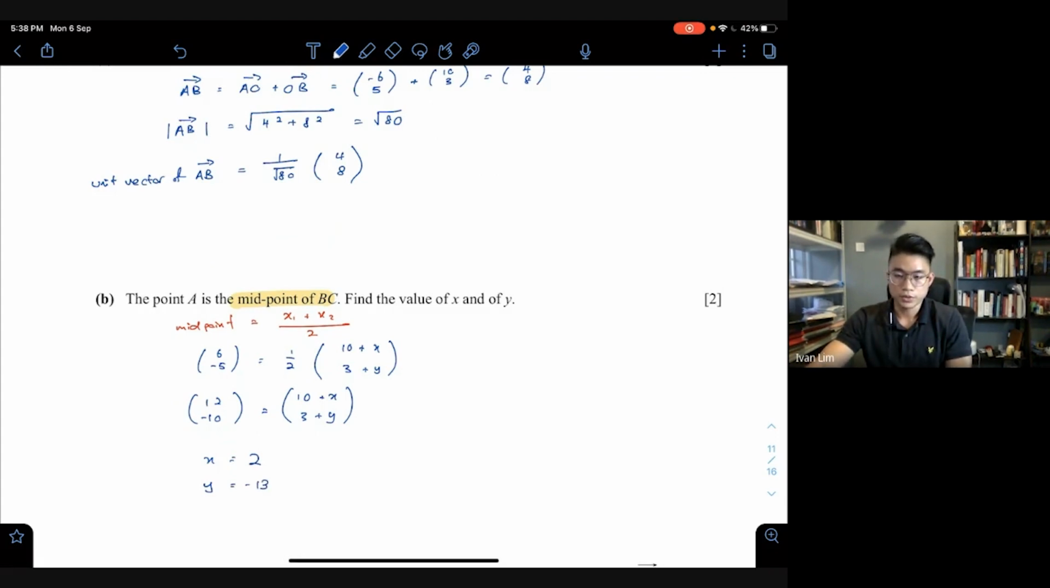Half of BO plus OC. No. You're supposed to add x1 plus x2 over 2. OB plus OC. Okay, 2 mark question. So 1 mark for the first equation, the second mark for your final answer. Okay, it's not negative 3. I wrote there negative 13.